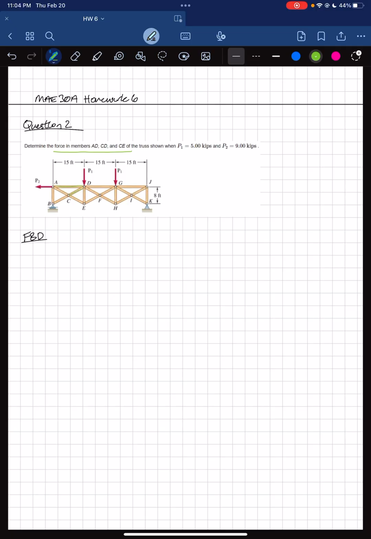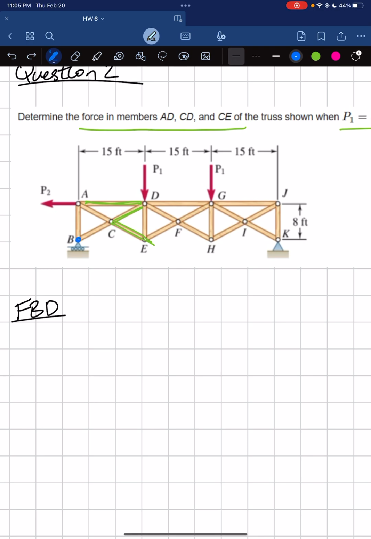So that's right here, AD, CD, and CE. And then it gives us these load values here so that we can solve for this. So right off the bat, it would be helpful to find the reaction force here, because we know we're going to have to look at this free body diagram.